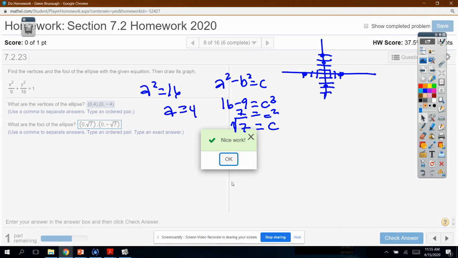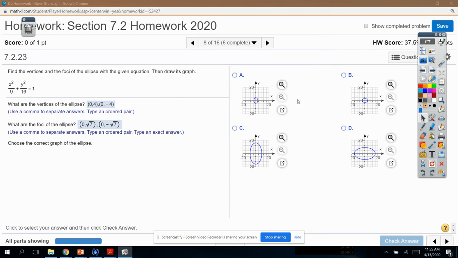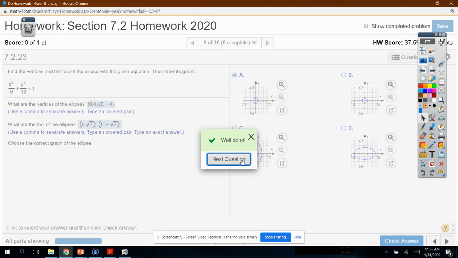And we're going to find the graph. Okay, 0, 4, 0, -4 in the y direction. I just don't understand why they would have the scale like that. It's just ridiculous. So the answer is A.